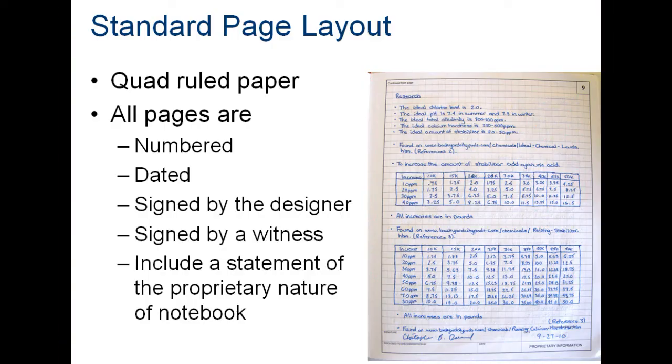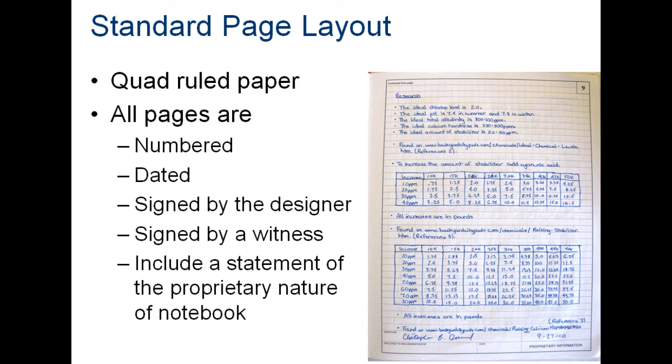Then we get into the layout of our engineering notebook. So you have our standard page layout. It's quadrilled paper, probably better known as graph paper, which is here. I'll show you as we go through specifically what your notebook looks like as we go through the different rules, and I'll talk about that. All pages are numbered, dated, signed by the designer, signed by a witness, and include a statement of the proprietary nature of your notebook. All right, so there's a place to sign, there's a place to date it. I'll show that on your notebook as well as we go through some of the rules on those.